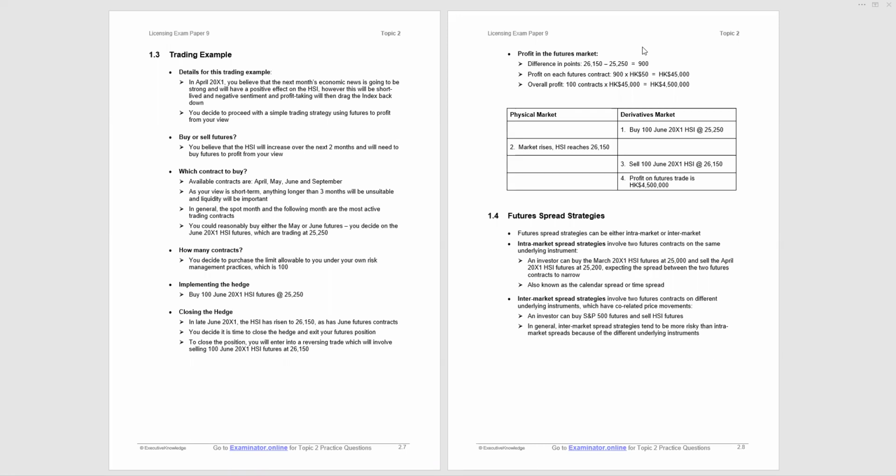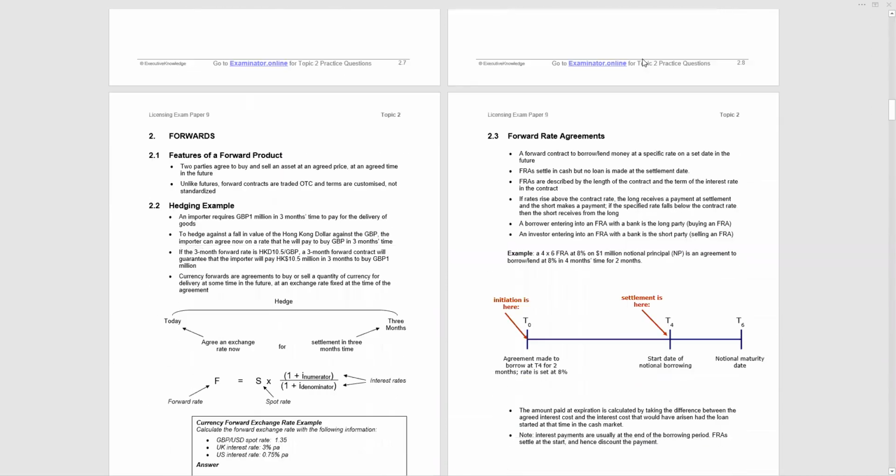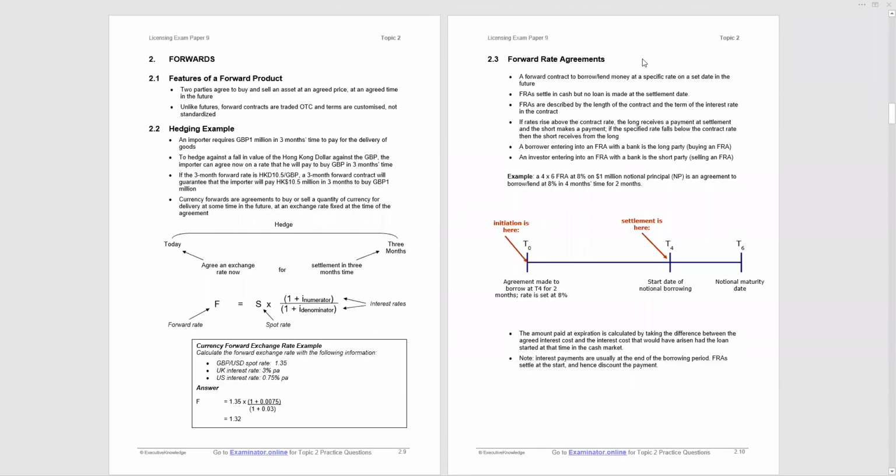whereas intermarket spread strategies involve two futures contracts with different underlying instruments. Example, an investor can buy S&P 500 and sell Hang Seng Index futures. Now, in general, the intermarket spread strategies are seen as riskier than the intra-market spread strategies. Let's now leave futures and move on to forwards.